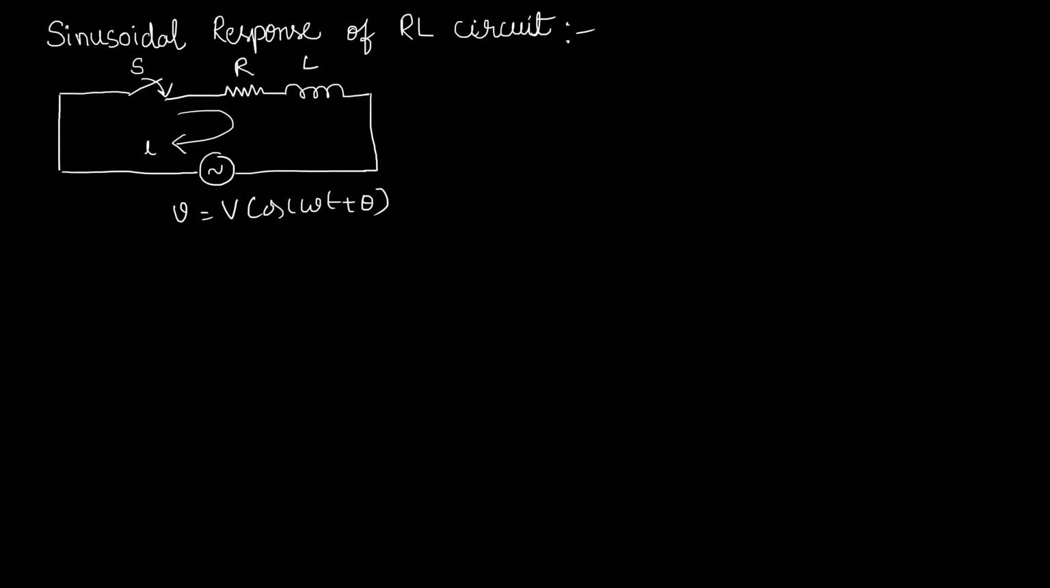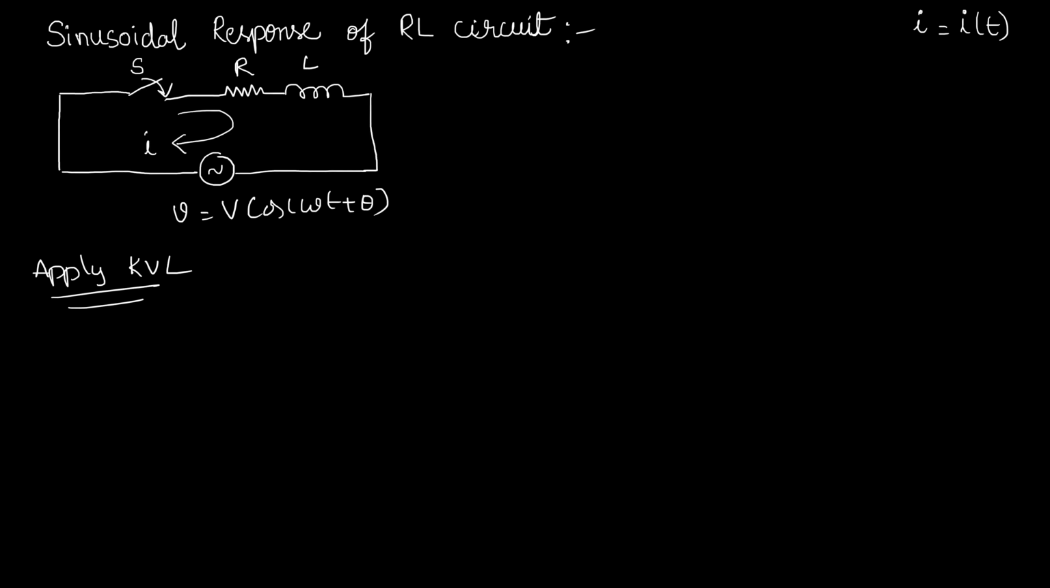There you get the closed path. There you can get the current flow in the circuit. So I already told you in the previous video also that the current is i(t). That means current is a function of time t. Now what we do, we apply KVL. Okay, we apply KVL.